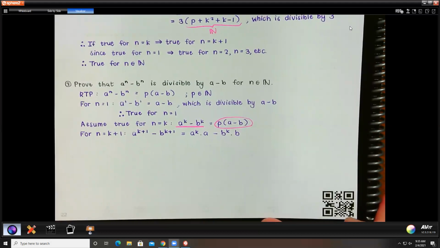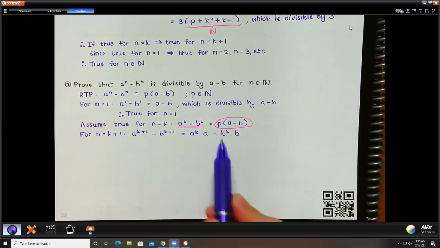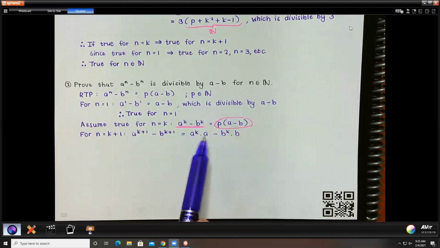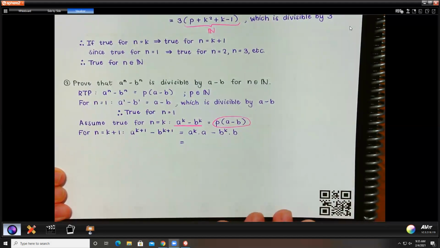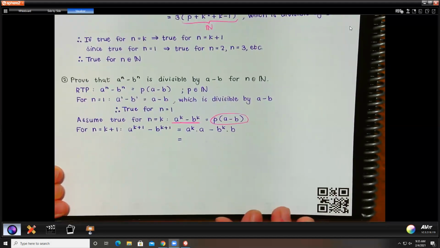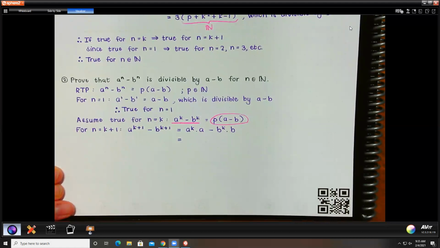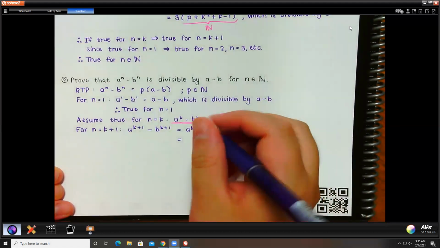So we need to think, what can we add and subtract so that we can maybe factorize, maybe take out some common terms, so that we can eventually end up with a to the k minus b to the k. It might be a bit difficult to see that in the beginning because this is the first example, but we're actually going to add and subtract a times b to the k. I'm going to show you how I'm going to do that.